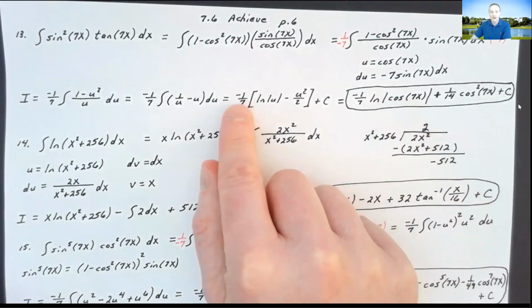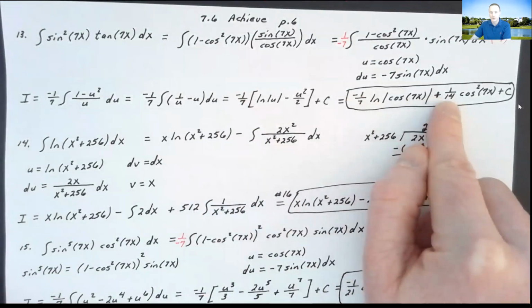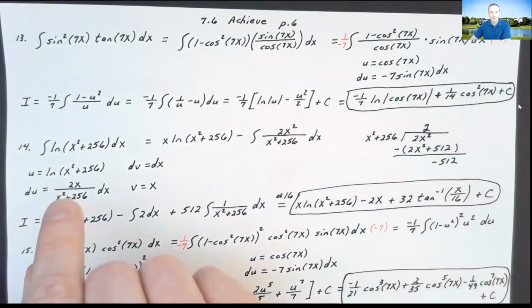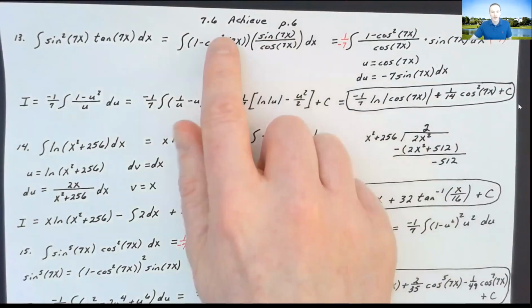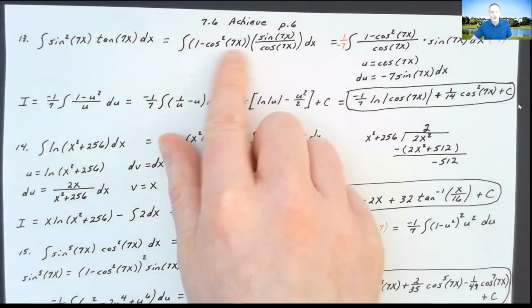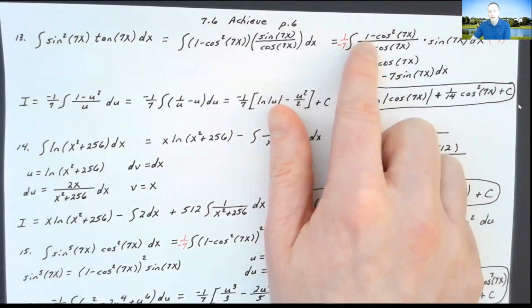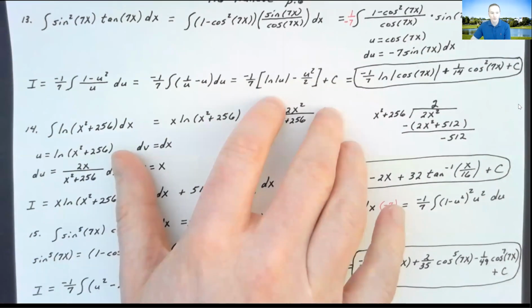And then we would have a negative times a negative for a plus 1/14 cosine squared of 7x plus your constant of integration. Pretty straightforward problem there, as long as you're careful about your initial trigonometric identities and getting all the cosines together. And then once you do the substitution after that, it's pretty straightforward.